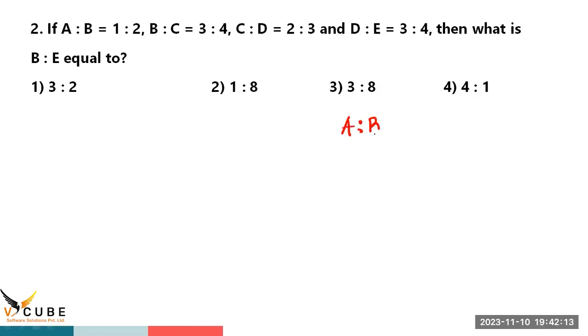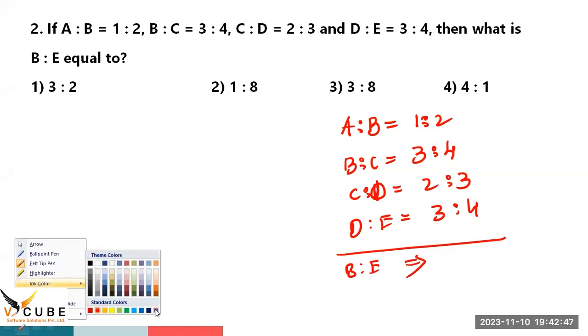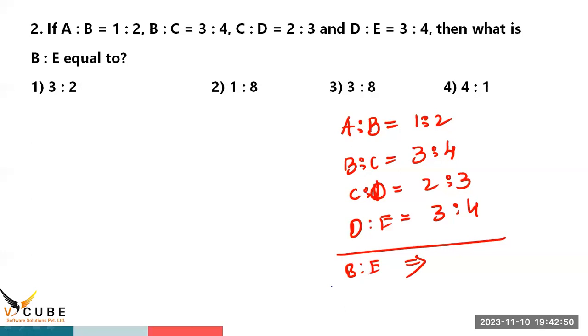Think smart, guys. If you think smart, you will get the answer in a fraction of a second. B is to C is 3 is to 4, C is to D is equal to 2 is to 3, and D is to E is equal to 3 is to 4. So find out B is to E. Anyone? What is the answer? Which option is the right answer? Okay, right.